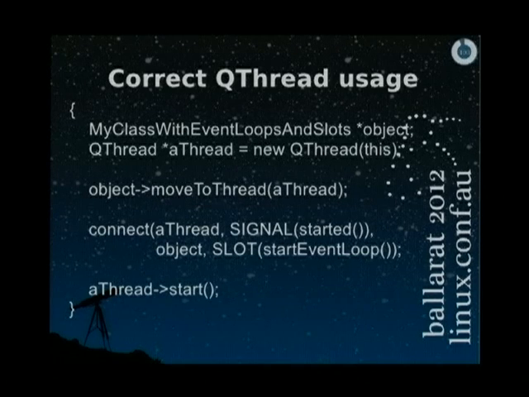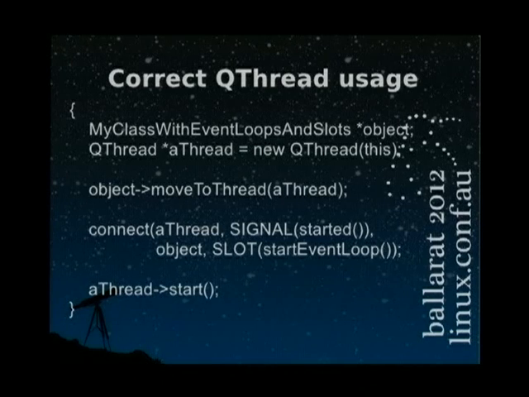This is the correct QThread usage that you will never see at the moment in the documentation, but they are going to work on that. So we're creating a class with an event loop and slots. I didn't put the constructor because the line was slightly too long, but you get the point. And we're creating a QThread without a subclass, so a pure QThread, parented to this object. The other one is not parented, so the object is created without a parent.